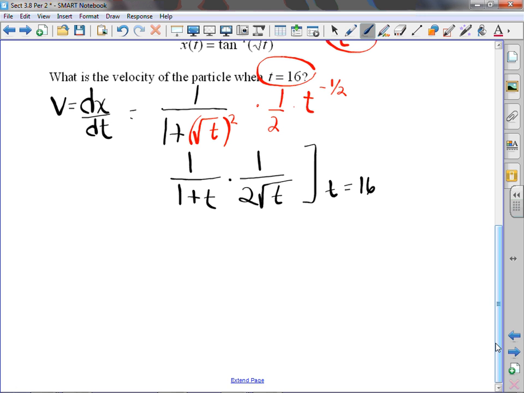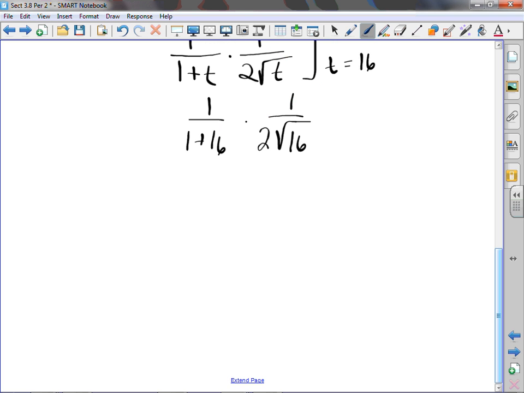If it's free response, I would just put the numbers in that line and leave it. Anyway, it's 1 over 1 plus 16. If it's multiple choice, you'd have to do this. 2 and the square root of 16. So I get 1/17 times 1/8. And I don't know what 17 times 8 is. I mean, I can figure it out. But that's it.